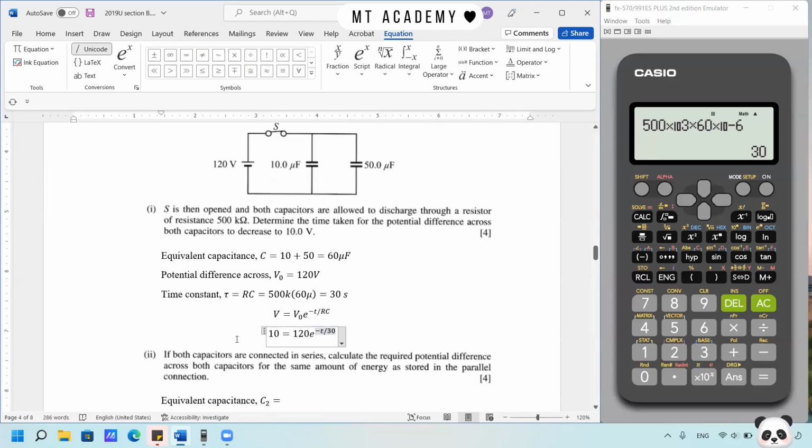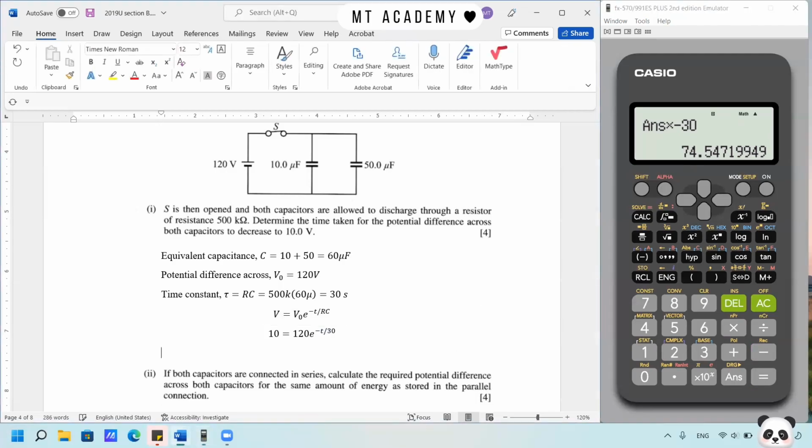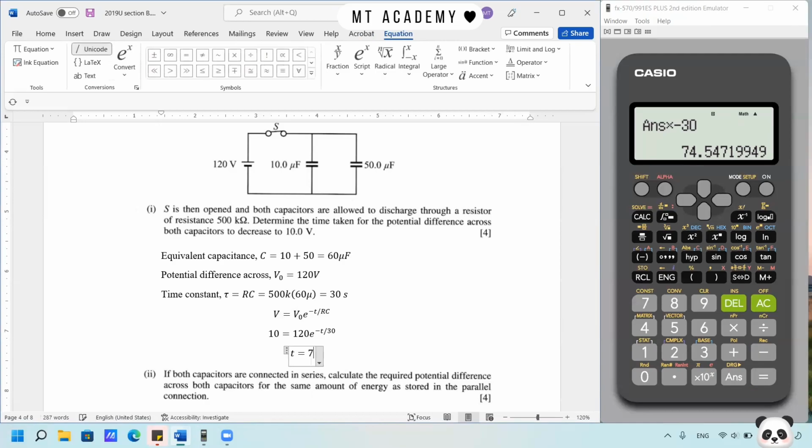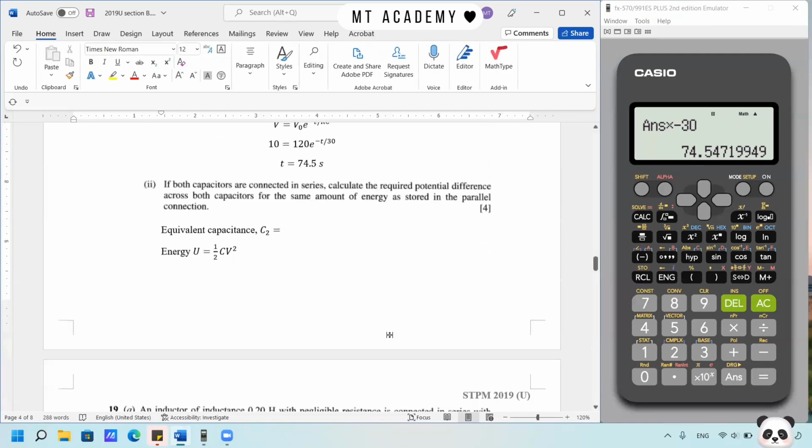So we just solve this one as what we have solved before. 10 divided by 120, and then we apply ln, and then we multiply negative 30. You can do it on your own pass, but this will be the answer: t is equal to 74.5 seconds. Okay, so we proceed to the next question.